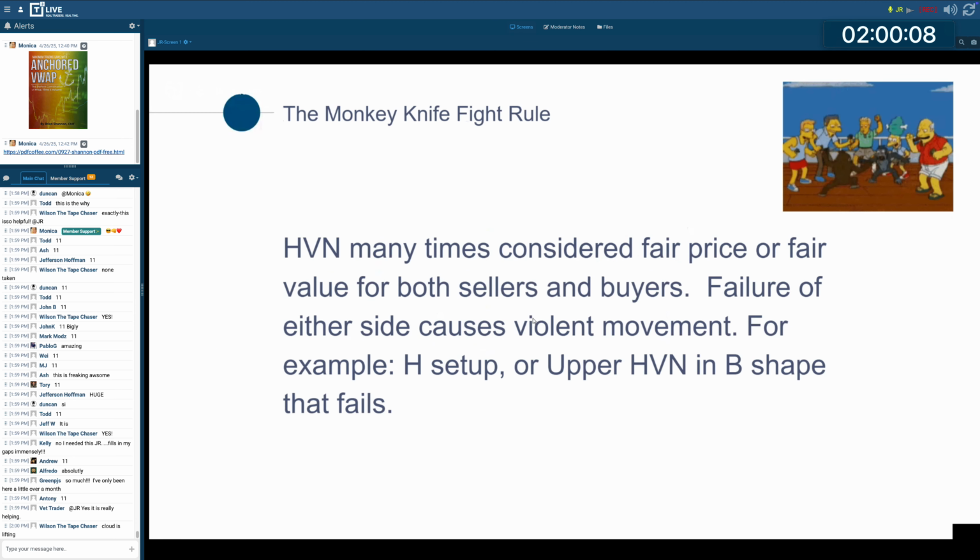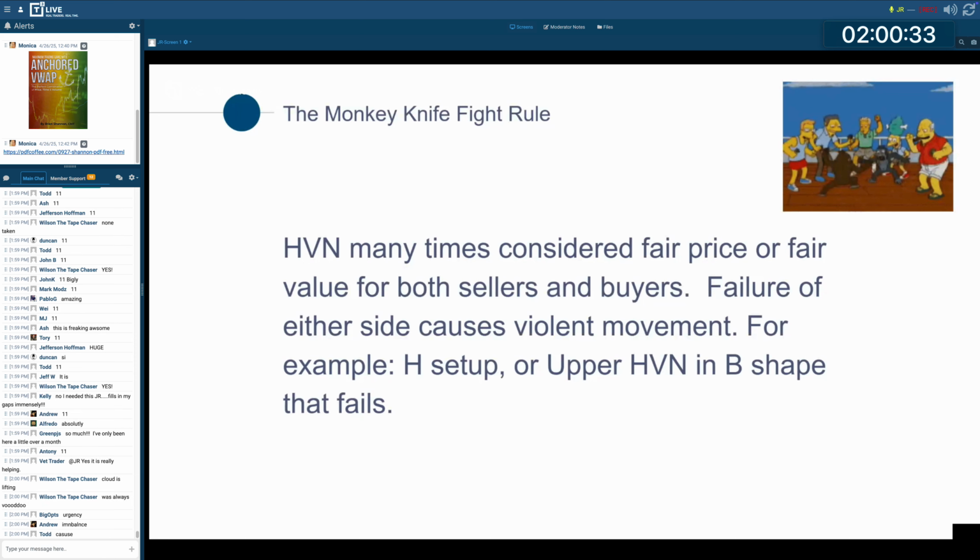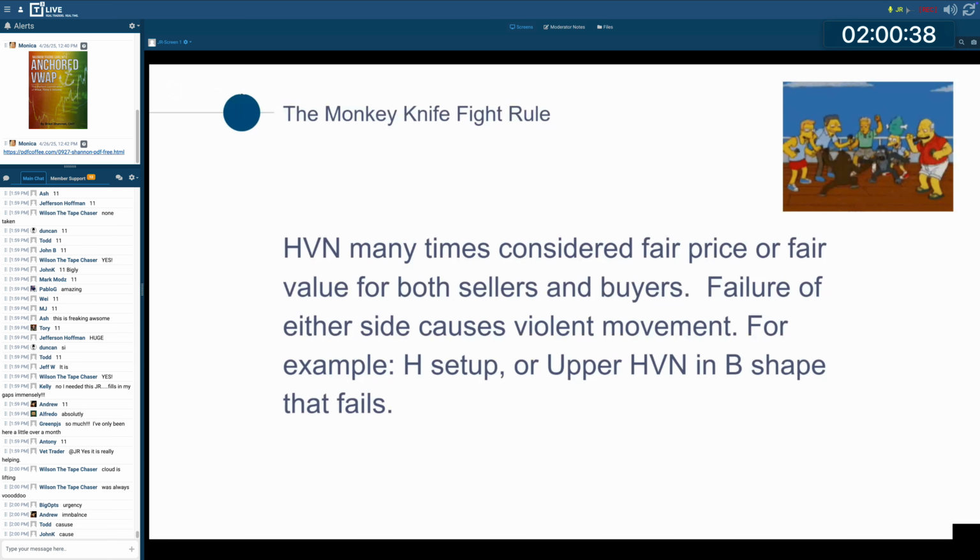All right. The monkey knife fight rule, from the famous Simpsons episode. So high volume nodes many times are considered fair price or fair value for both sellers and buyers. Failure of either side causes violent movement. What's the keyword for violent movement, guys? What is being created that creates a violent movement? Imbalance. Yes, obviously it's a cause, Todd, but the imbalance created, right?